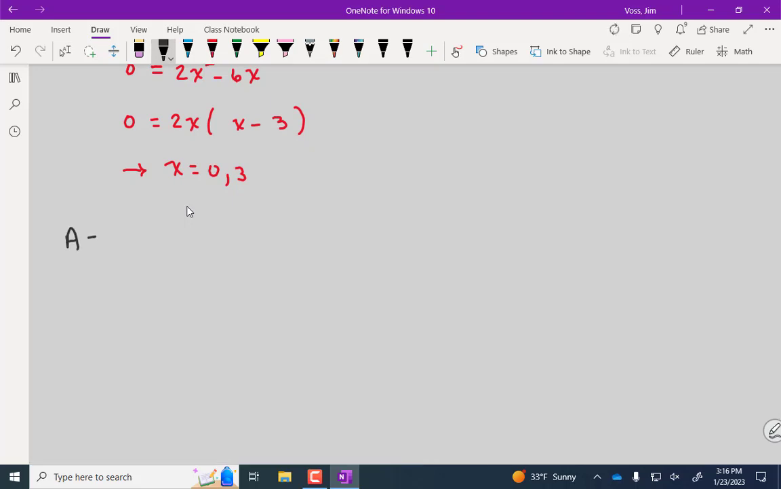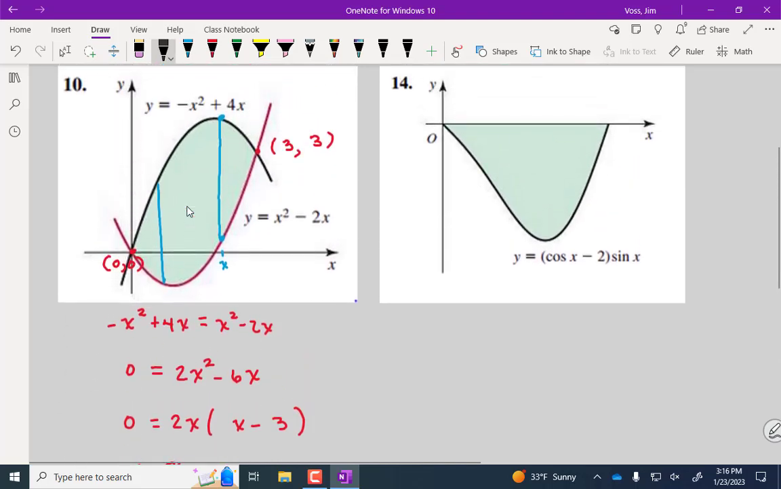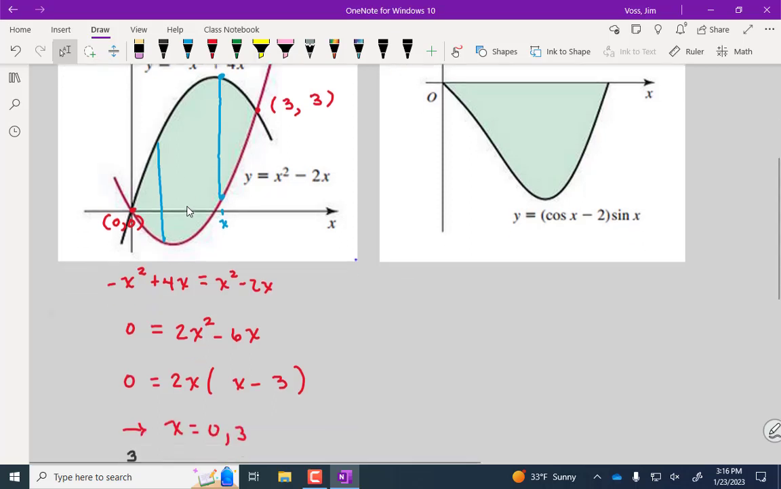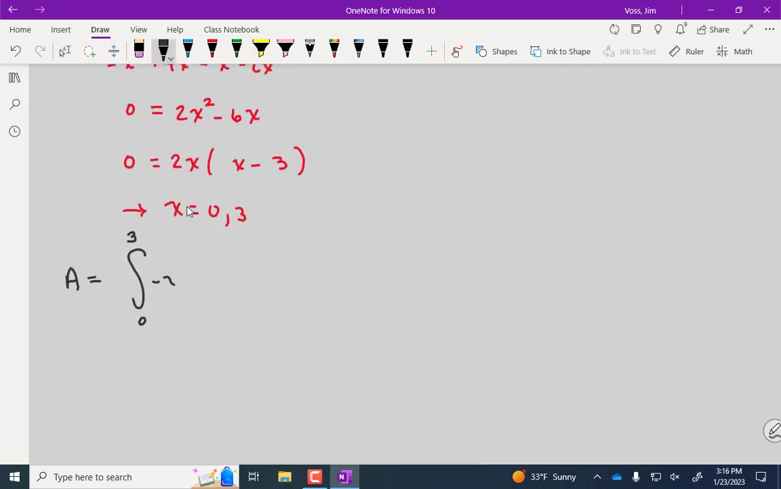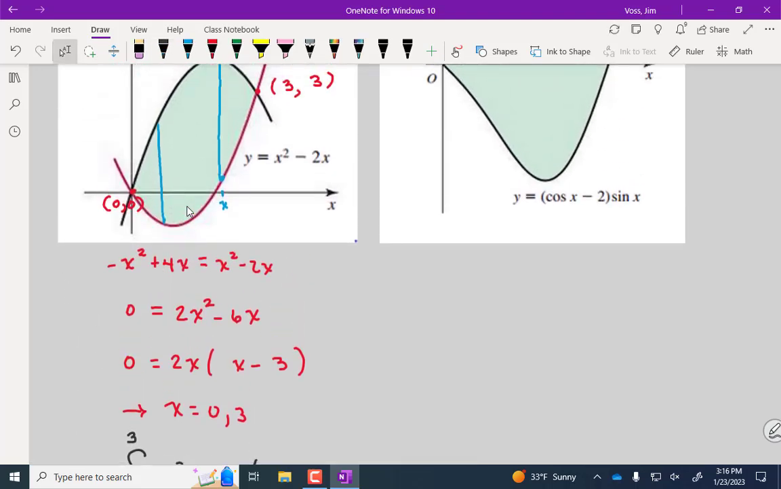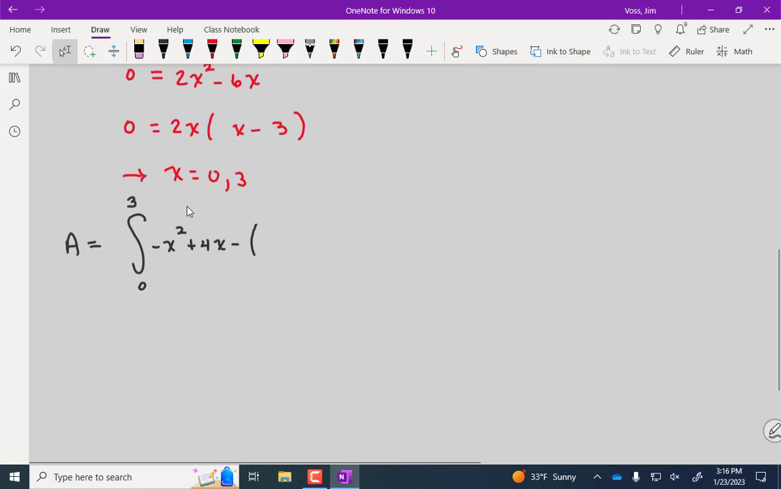So the area will be the sum of the rectangles from 0 to 3. And the area of a rectangle is the height times the width. So the height is the curve on top, the upper function, minus the lower function. The upper function is negative x squared plus 4x. That will be our setup. And then we subtract off the lower function. The lower function is x squared minus 2x. Good?